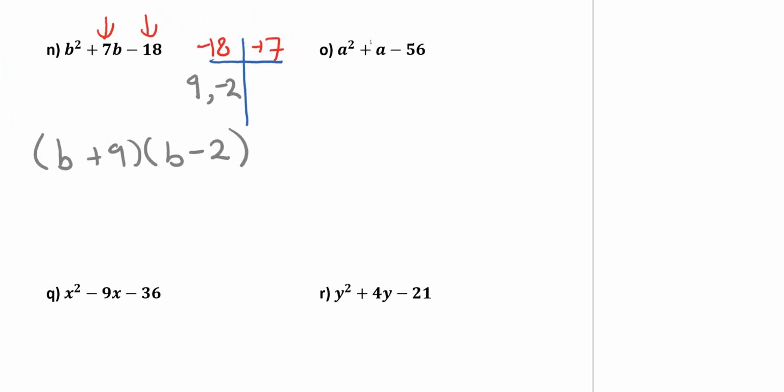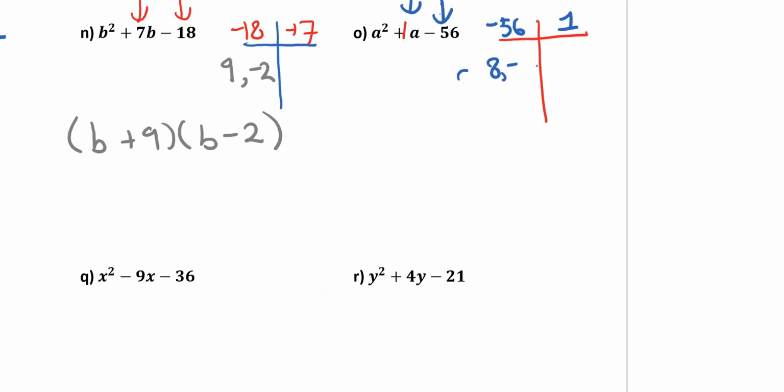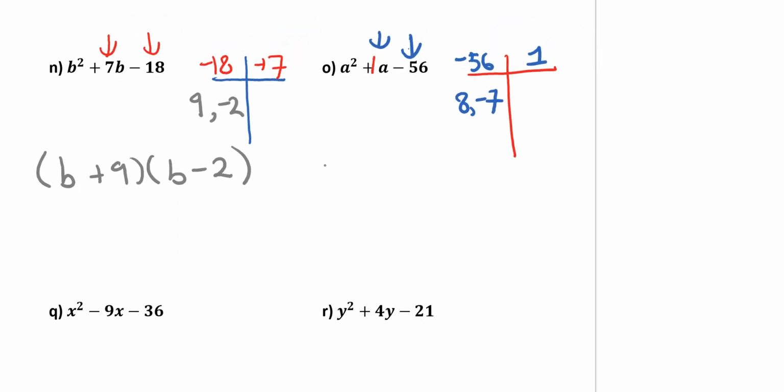For my next problem here, there's an invisible 1 here in the middle, and if I set my table here, my numbers that I'm looking at are this last one here, which is negative 56, and this middle guy is just a positive 1. So two numbers that multiply to negative 56 and add to 1 are 8 and negative 7. And then we can set the two brackets. In this case, we'll have the letter A in the brackets, A and A. So A times A is A squared. And then we'll have plus 8 and negative 7.